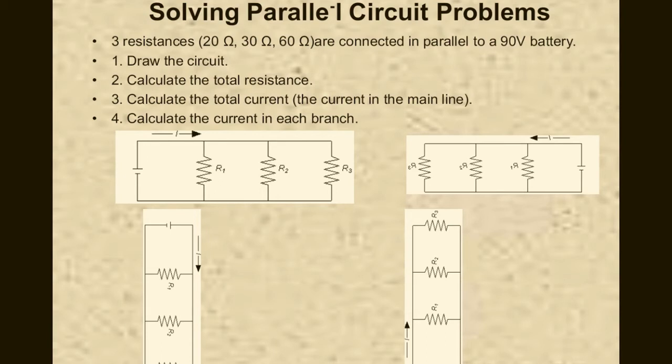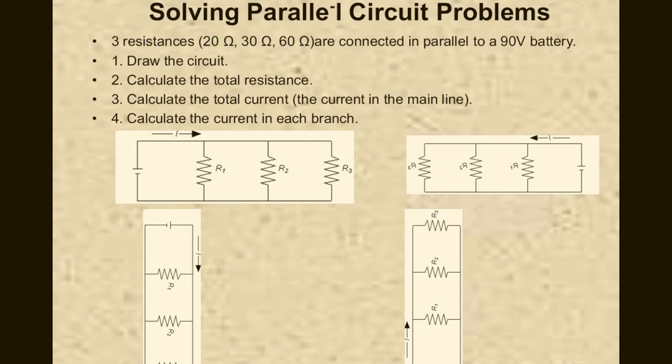How we refer to them as R1, R2, and R3 depends on where they are from the power source. So these arrows help you understand which way the flow is, which one would be considered the first resistor or the first branch, and so on. So we got three resistances, a 20 ohm, 30 ohm, and a 60 ohm, and they're connected in parallel to a 90 volt battery. So there's some questions in there for you to do.